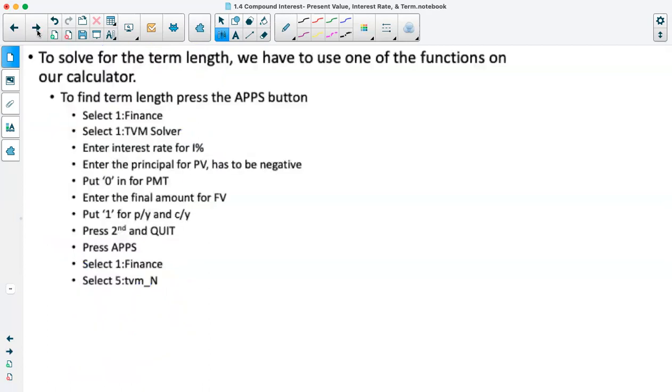Now, to solve for term length, we have to use one of the functions on our calculator. So to find the term length, we're going to press the apps button on our calculator, select finance, select TVM solver, enter the interest rate in for I percentage, enter the principal for PV. We have to put it in as a negative value though. Put 0 in for payment, or PMT, which stands for payment, enter the final amount where we've got FV, which stands for future value. We're going to put 1 in for the P/Y and for the C/Y. And then we'll press second and quit, press apps again, finance, and select TVM_N.